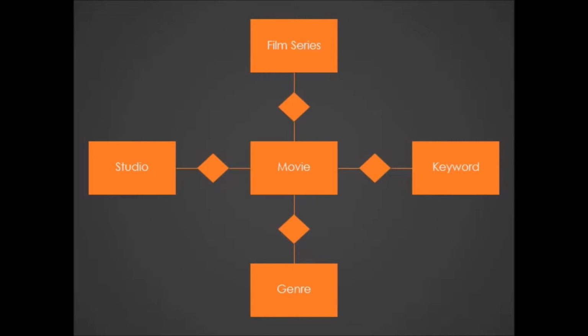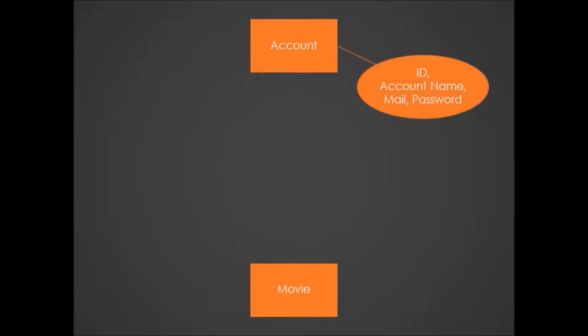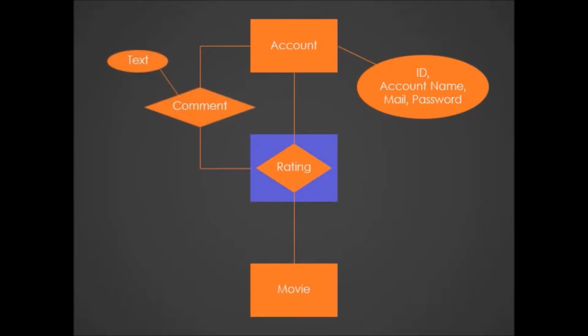Let's take a look at some other aspects of the schema related to the movie now. The schema allows users with accounts to rate movies. Additionally, it allows users to leave comments for the ratings. To make this possible, the rating association is transformed into an entity, which is then associated with an account.